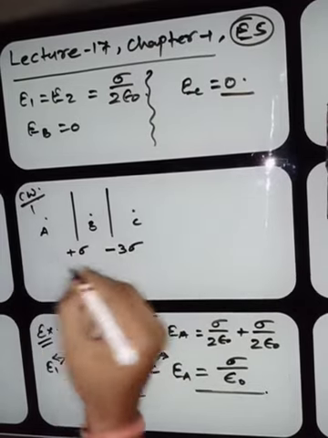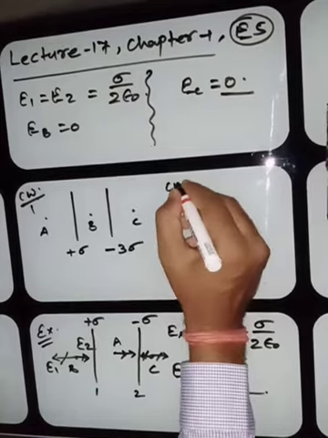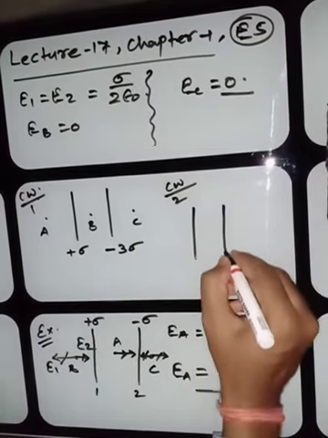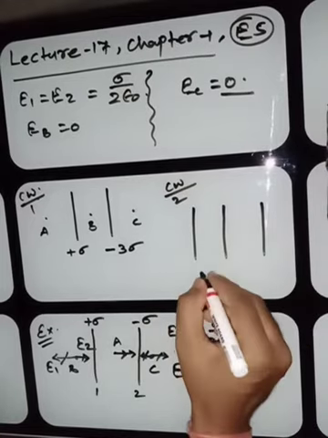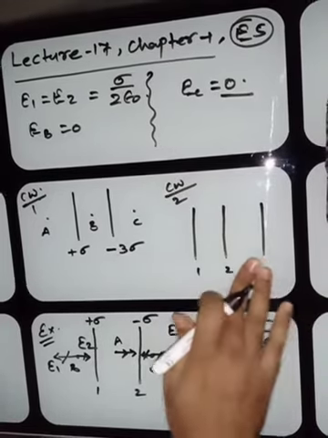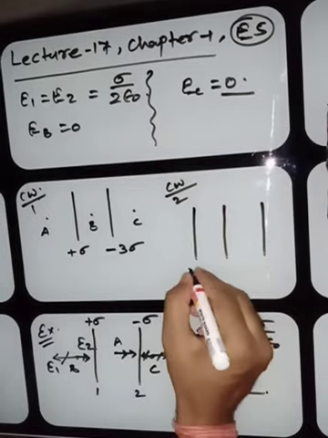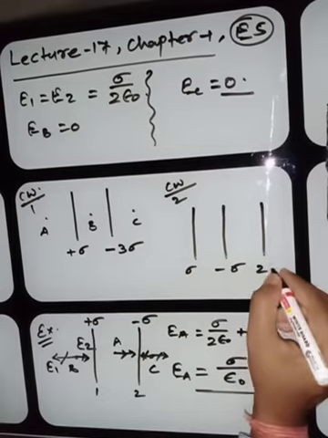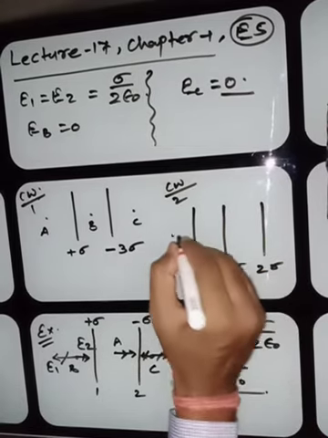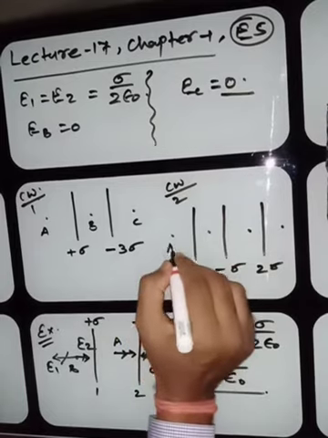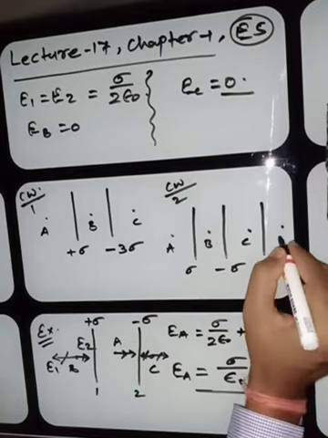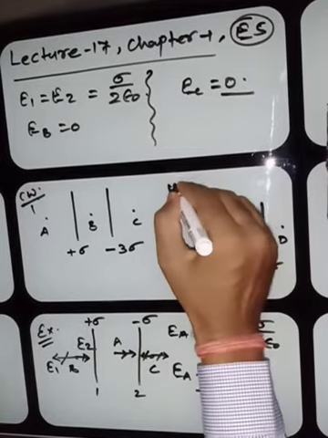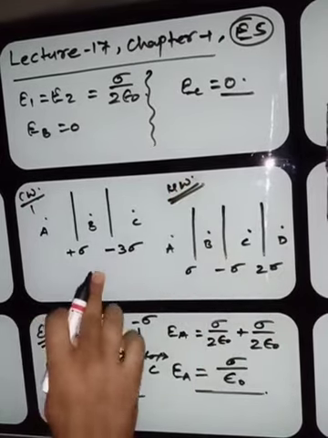This is the first classwork, and the second classwork you have to solve. Here I am assuming three plates, 1, 2, 3 plates. Directly I am writing the surface charge density, either sigma, minus sigma and plus 2 sigma. You have to find the electric field at A, B, C and D. This is the homework. This will be your assignment. So try to solve this question.